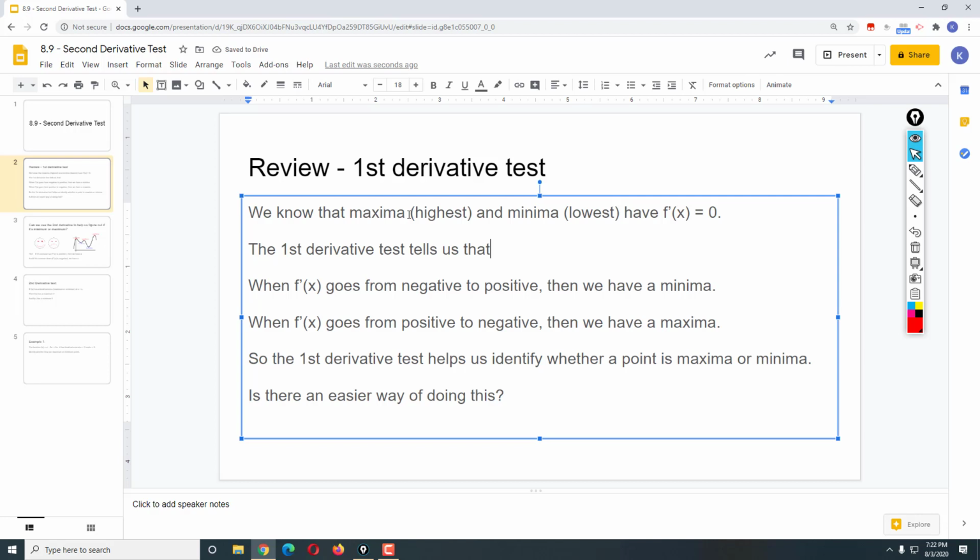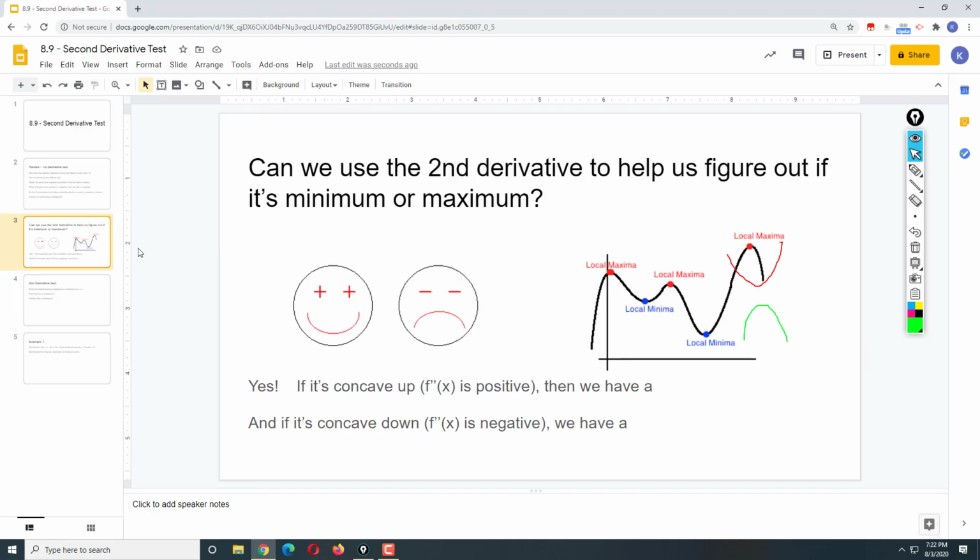Those are critical points. The first derivative test tells us that if the first derivative goes from negative to positive, then we have a minima. And if we go from positive to negative, then we have a maxima. But is there another easier way of figuring out whether it's maxima or minima? And the answer is yes.